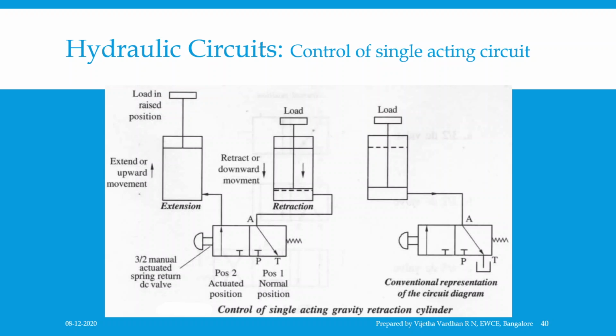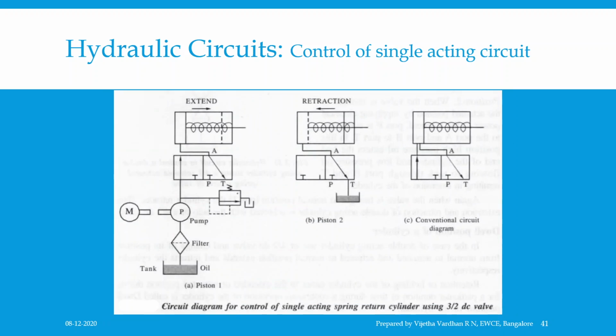When the spool of the valve is moved to position 1, the passage from port P to A is closed and the fluid in the lower side of the piston flows through port A to tank through port T, and the load moves down, that is, retraction has happened. Similarly, the spring retract cylinder is controlled with the help of a 3 by 2 DC valve as shown in this figure A, B and C, with respect to horizontal position. A refers to the position of the valve for extension, B refers to the position of the valve for retraction, and C refers to the conventional diagram.